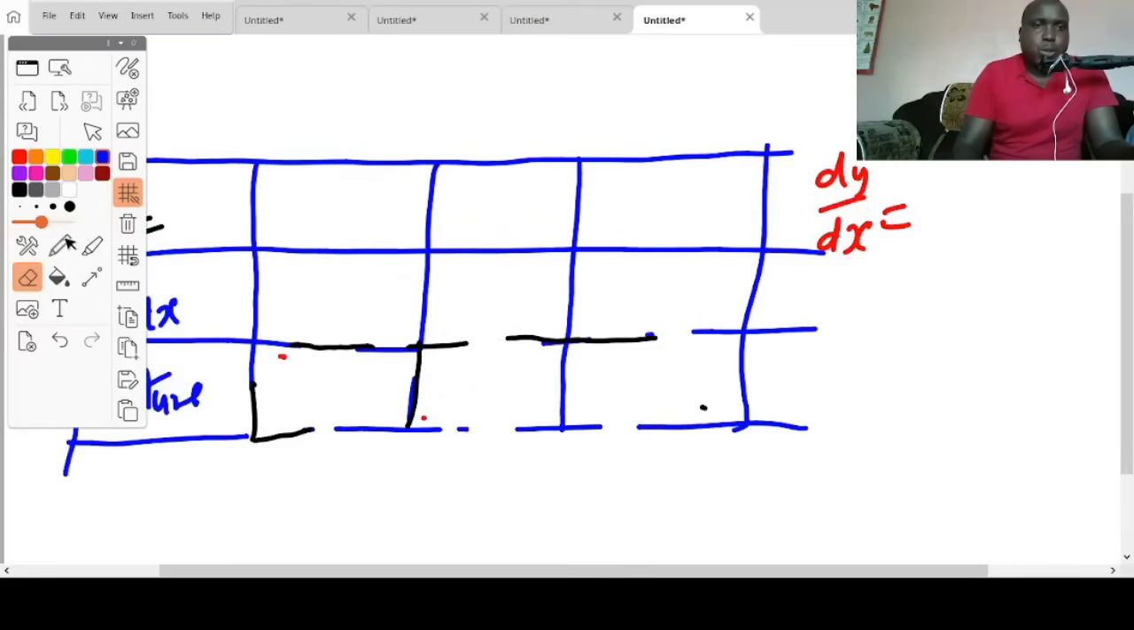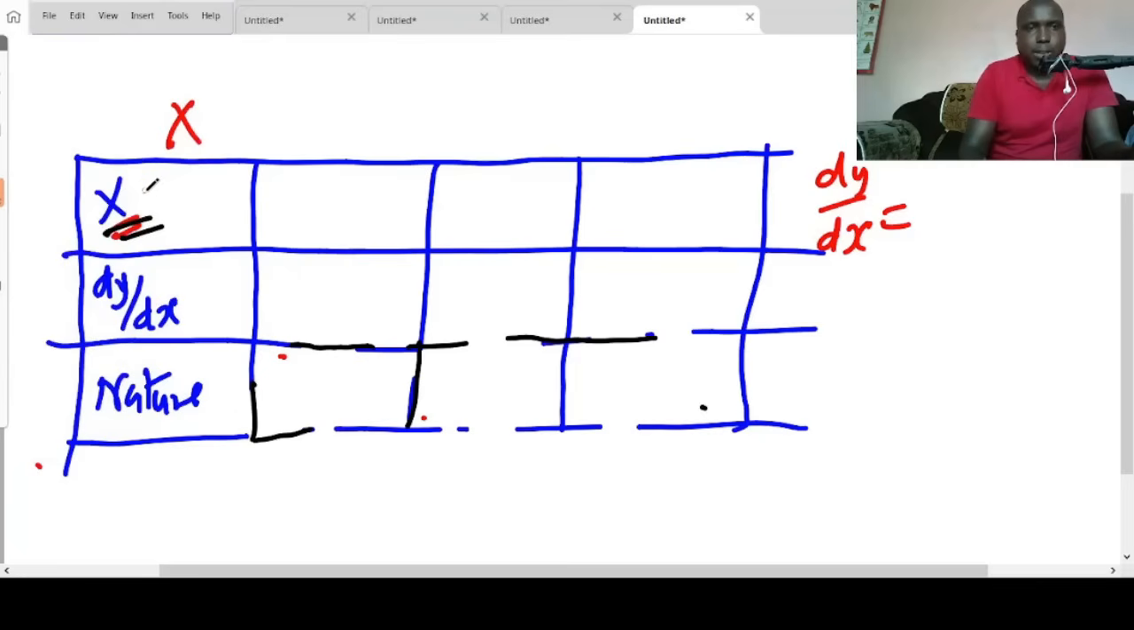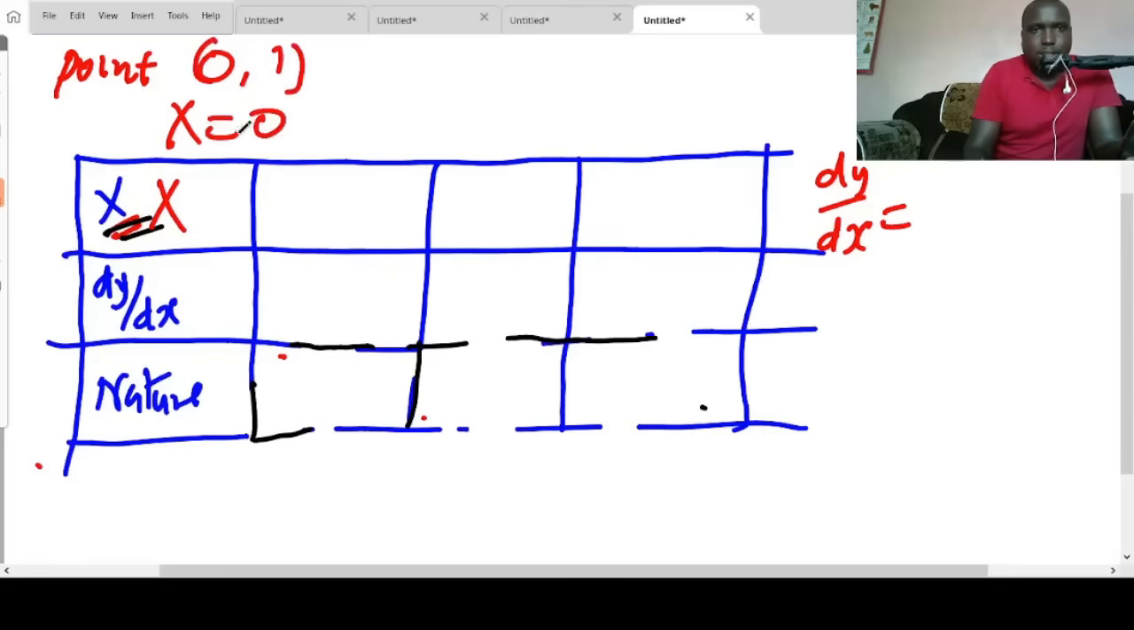So when you are checking the nature, you draw 4 columns actually. The first one will have x, and then the second will have dy over dx, then the last one is nature. And this one you should have 3 rows, 1, 2, 3. Ile ya katikati ndio tunaweka the value of x. So tunaanza na when x is 0, with a point 0, 1. So here the value of x is 0. So ile tunaweka katikati hapa ni 0 hapa.